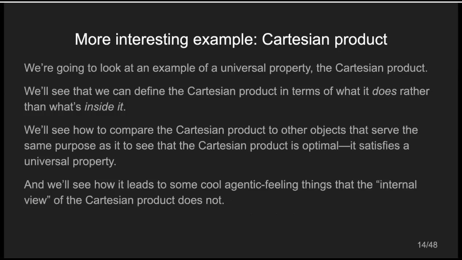Now let's look at a more interesting example of a universal property, which is the Cartesian product. We're going to see that we can define the Cartesian product in terms of what it does instead of what's inside of it. We'll see how we can compare the Cartesian product to other objects that do the same job as it. And we'll see that that allows it to satisfy the universal property. And then we'll see how this leads to some interesting agentic things that you can end up doing with this use-based definition of the Cartesian product.